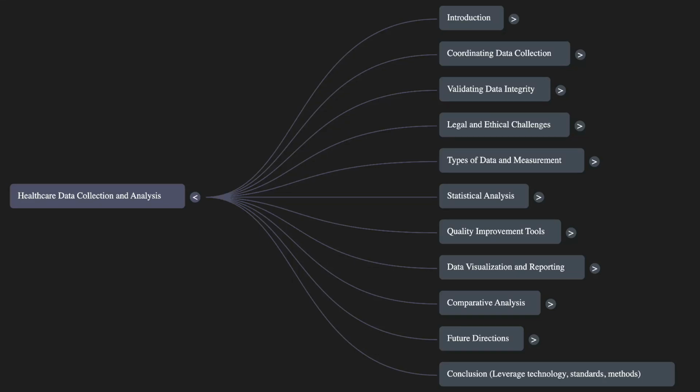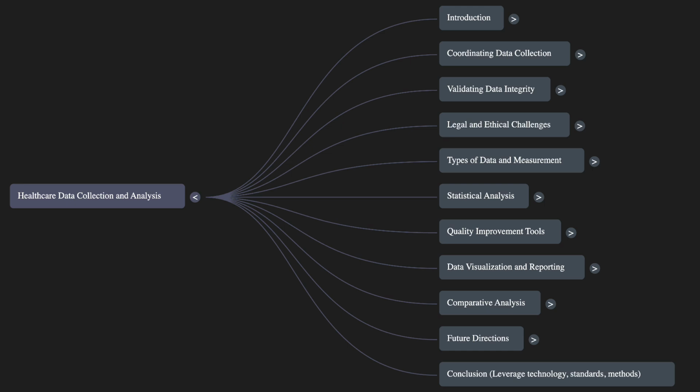It really is striking how much the conversation around healthcare has shifted towards data. It's not just about keeping charts anymore, is it? It feels like the engine driving things. Absolutely. It's driving improvements in patient care, operational efficiency. I mean, think about the sheer volume of information generated every single day. Yeah, exactly. And making sense of it all, that's the real challenge and the opportunity.